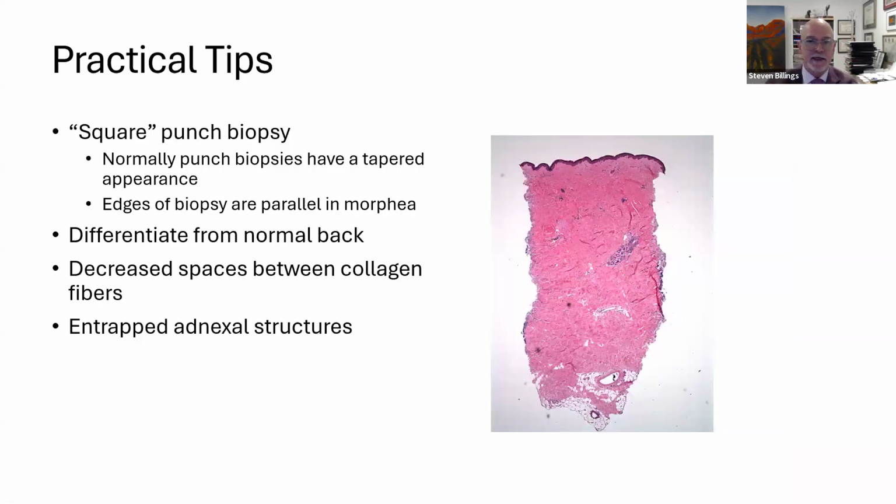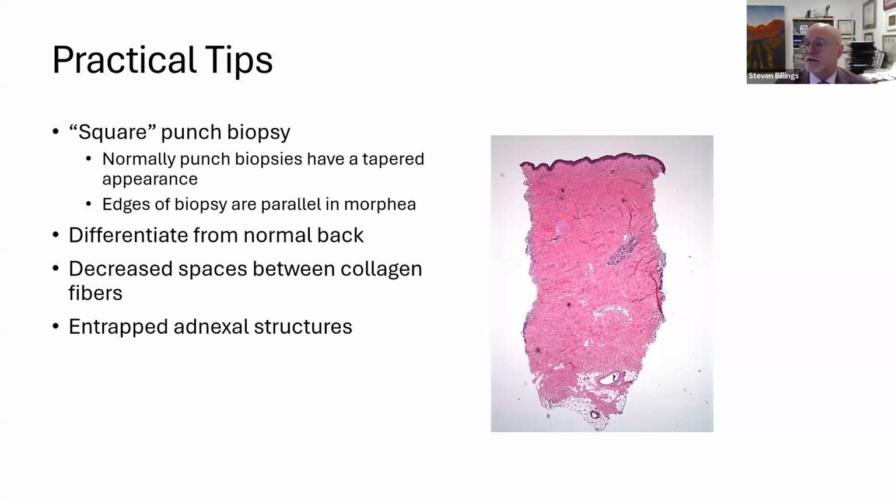So in terms of practical tips on how to recognize scleroderma or morphea, it's been called the so-called square biopsy sign. It should probably be called the rectangle punch biopsy sign, because normally when you have a punch biopsy, the reticular dermal collagen bundles will sort of contract and it becomes more wedge-shaped. But because the collagen is sclerotic, you have a sort of parallel arrangement of the punch biopsy.